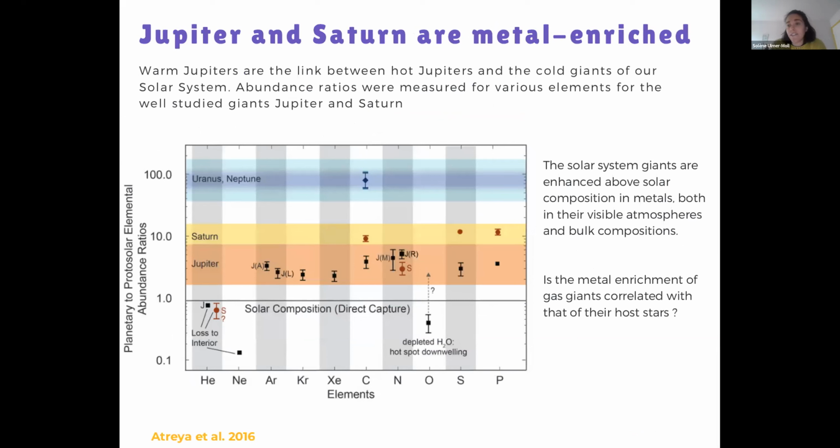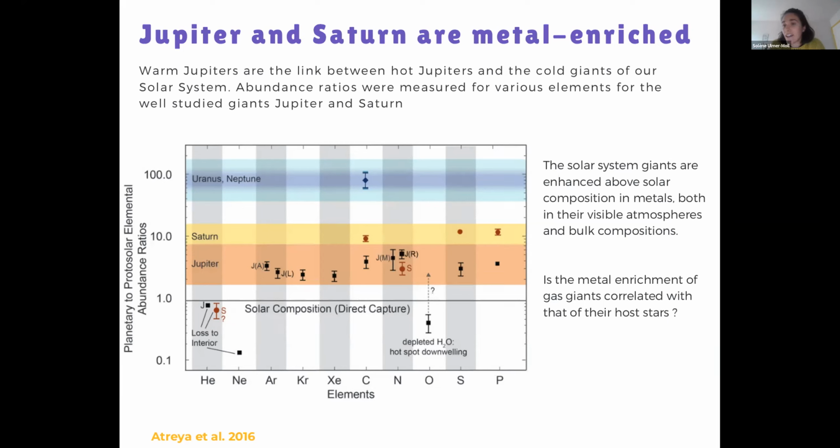Now, if we look at the gas giants that we know best, the ones in our solar system, we know that Jupiter and Saturn are metal enriched. And basically, this warm Jupiter can be the link between hot Jupiters and the core giants of the solar system. So Jupiter and Saturn have an abundance ratio measured for various elements, and Uranus and Neptune are even more metal enriched than Jupiter and Saturn.